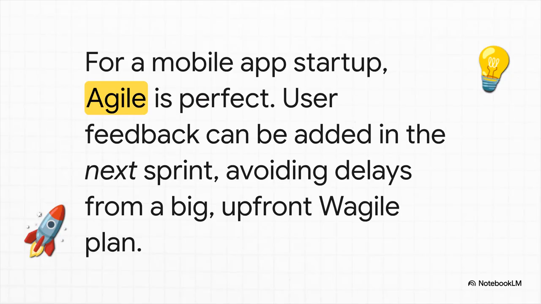Now, to really lock in those top marks, you have to apply what you know. So here's the perfect scenario for Agile, a mobile app startup. Let's say you release a new fitness app, and your first users are all screaming for a sleep tracking feature. With an Agile team, you can literally decide, okay, that's our top priority, and start building it in the very next 2-week sprint. A Wagile team, they'd be stuck, they'd have to go back to their big master plan, get it approved, it would cause massive delays. That's why for fast-moving projects, Agile is the clear winner.